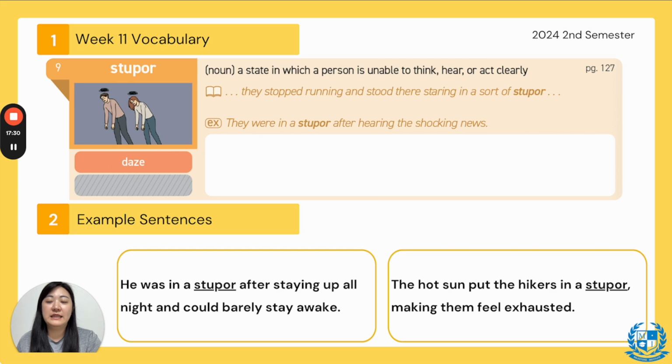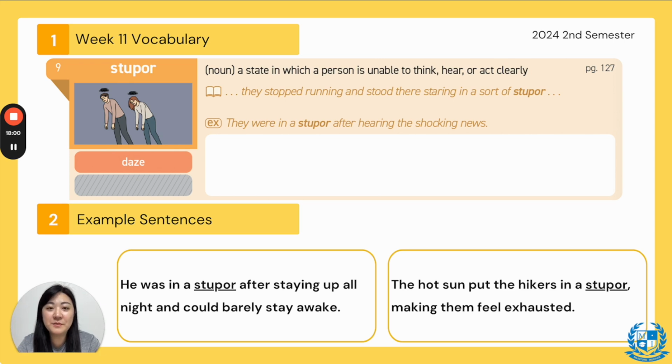Number 9, everyone say stupor. Stupor. The synonym is daze, and it is a noun. It means a state of mind in which a person is unable to think, hear, or act clearly. So you're kind of like, ooh, in a stupor. In the book it says, "They stopped running and stood there, staring in sort of a stupor." So they're like, stupor.